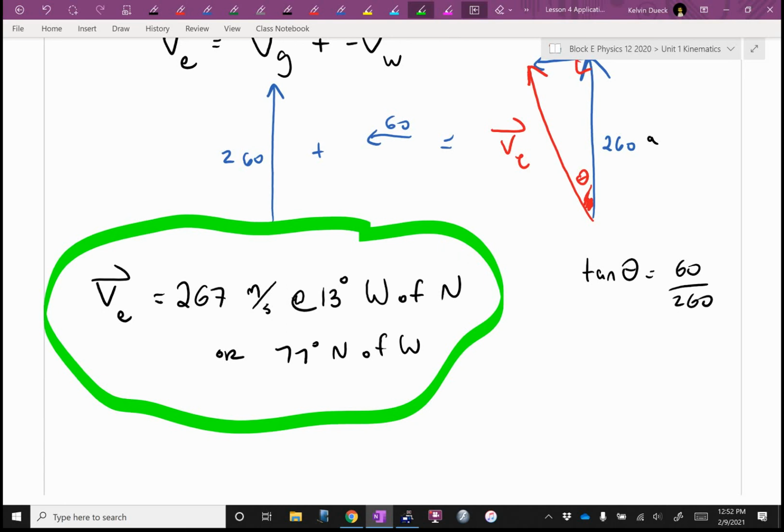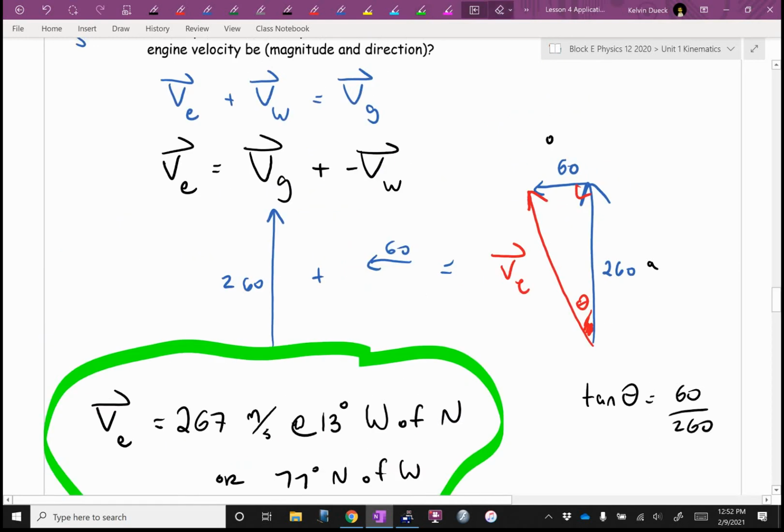Does order matter when you're subtracting? Yes. Same with vectors. So don't be casual or sloppy in your rewriting this and just think, oh, I'll go V wind minus V ground, that gives me the same answer. No. If you were adding them together, you could pick and choose and go with the easiest way to draw the triangle. If you're subtracting, you're kind of committed to the order that they gave you. Is that okay?